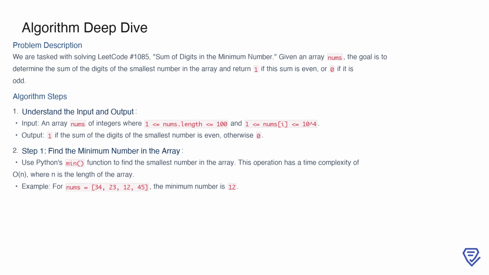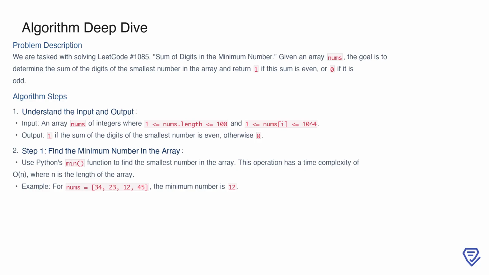First, we need to understand the input and output. The input is an array nums containing integers, with some constraints. The length of the array is between 1 and 100, and each number in the array is between 1 and 10,000. The output is a single integer, either 1 or 0.